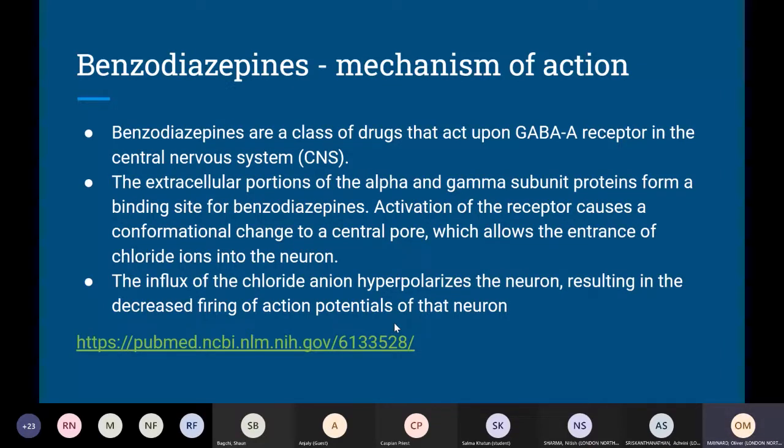So activation of GABA receptors causes the inhibition of the firing of the action potential. So they're actually an inhibitory neurotransmitter. And so it sort of dampens down the action within the brain.